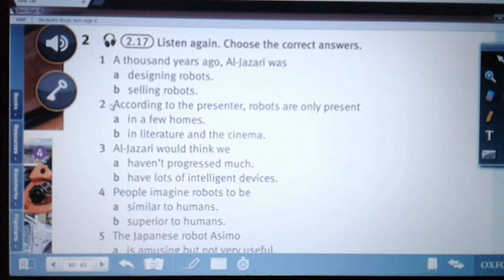So that was the audio, guys. After listening to that audio and doing the first part, you need to listen to that audio again so that you can finish part 2. Please listen again and choose the correct answers. So, after you finish the task on your student book, please open your workbook, page 55.